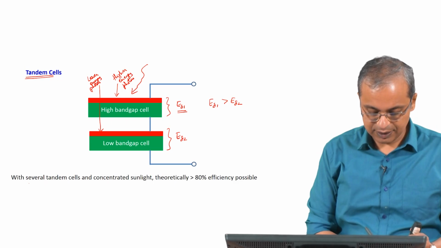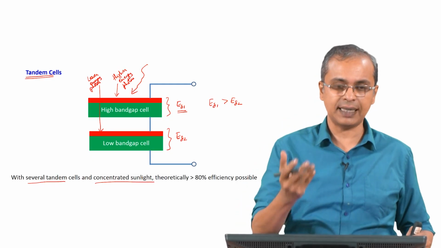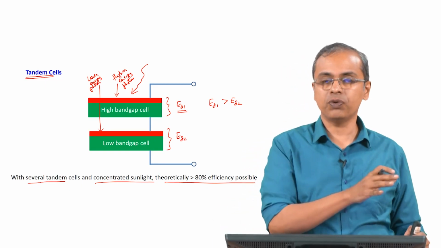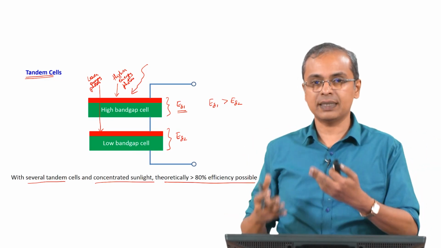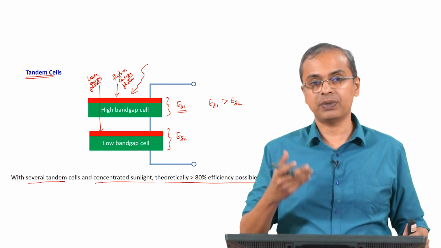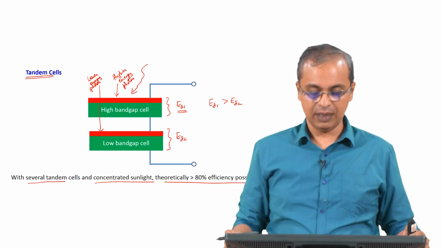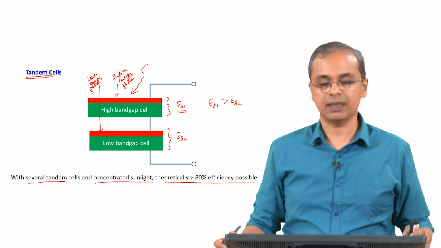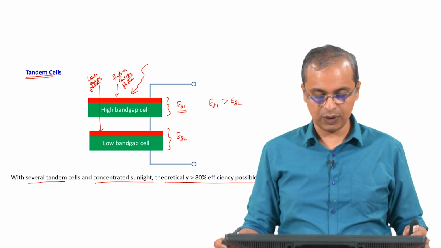So with several tandem cells and using concentrated sunlight, this does not really require concentrated sunlight, but supposing you also add that as a factor, theoretically greater than 80% efficiency is also possible. Okay, so 33.4% is one end of the possibility, but if you actually do tandem cells and do other things to help improve the capability of the cell to capture sunlight, then you can end up with numbers which are much more impressive. 80% of what is falling on that location can be captured. So clearly there is a way in which you can go around the limitation that the single junction solar cell presents to us, and therefore it is of very good interest to follow.